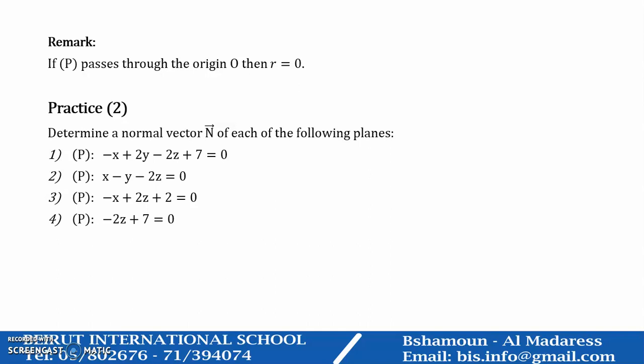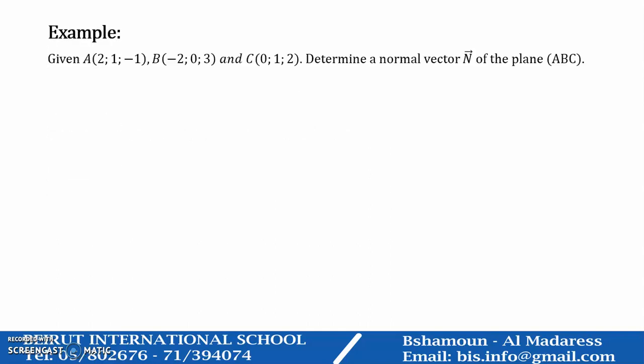Determine a normal vector n of each of the following planes. In fact, you can determine more than one normal vector to the plane. Given A(2, 1, -1), B, and C, they ask us to determine a normal vector to the plane ABC. From the definition of the vector product, we know that if we take AB cross AC, or BA cross BC, whatever, it will be a vector perpendicular to the plane ABC.